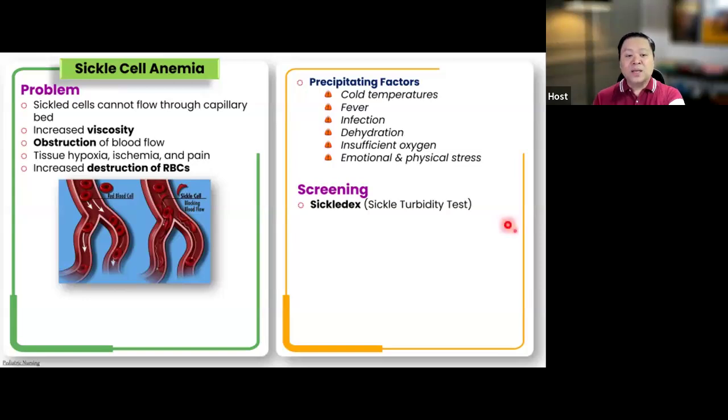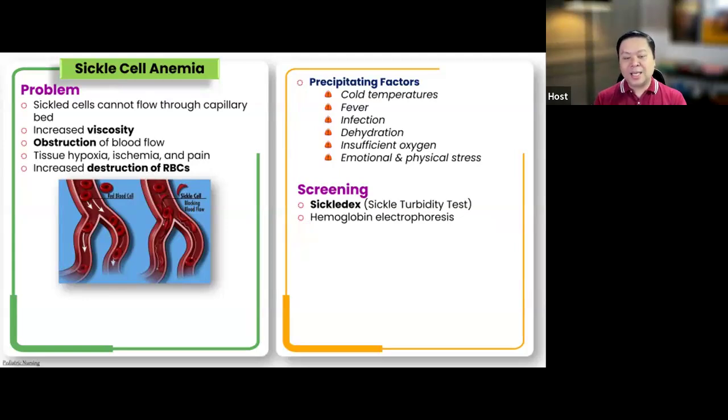However, if the patient is positive for the Sickledex test, it has to be confirmed with the use of hemoglobin electrophoresis. So now we are going to prepare the patient for this testing. This is going to be done to distinguish the child with the trait and to compare those with the disease.